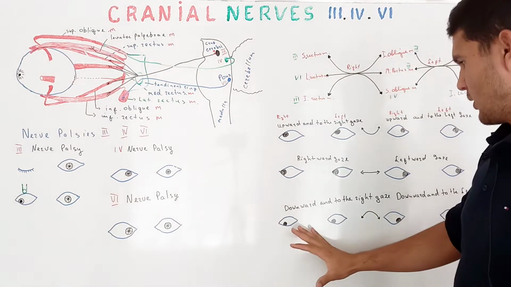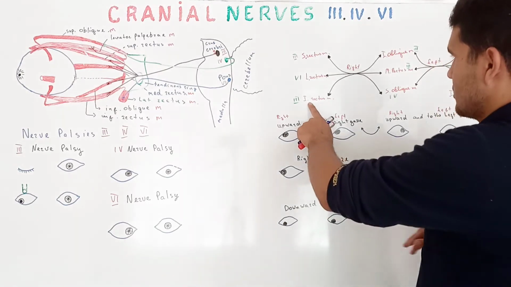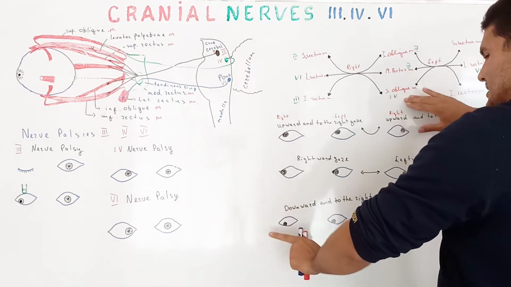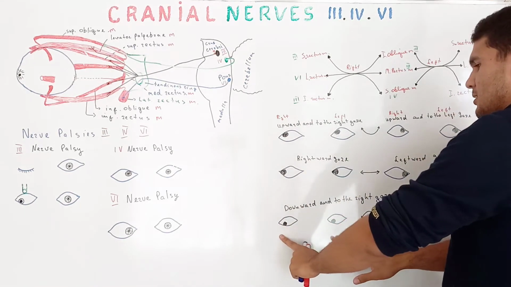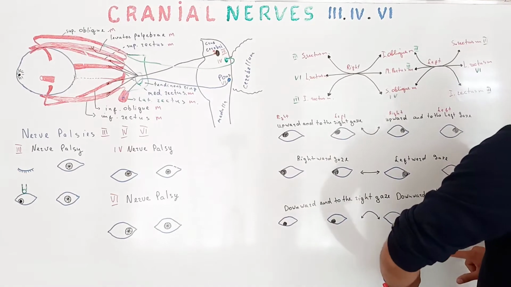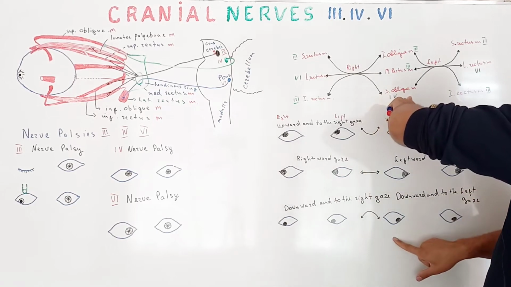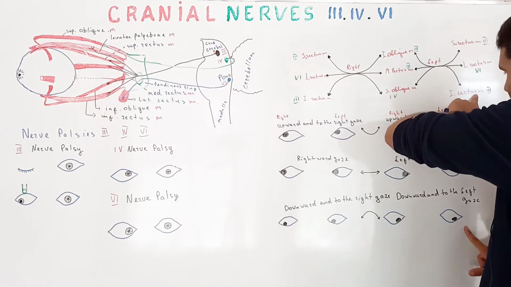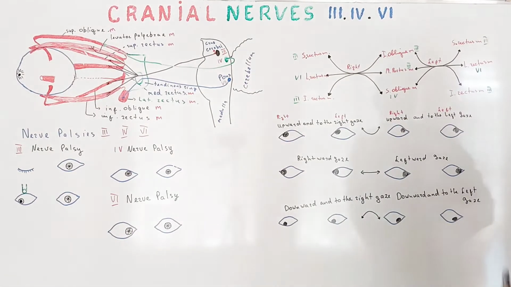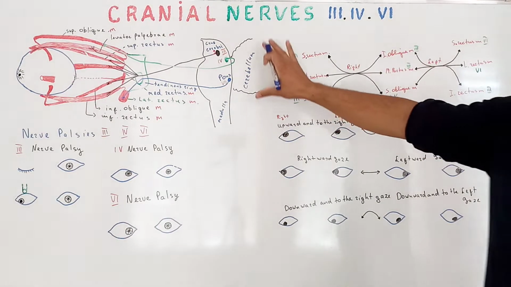Look at that. When you look downward and to the right, your inferior rectus muscle in the right eye and superior obliquus muscle in the left eye act respectively. Our last gaze is downward and to the left. In this position, superior obliquus muscle in the right eye and inferior rectus muscle in the left eye show their action. And in the green color, I draw the number of the cranial nerves.